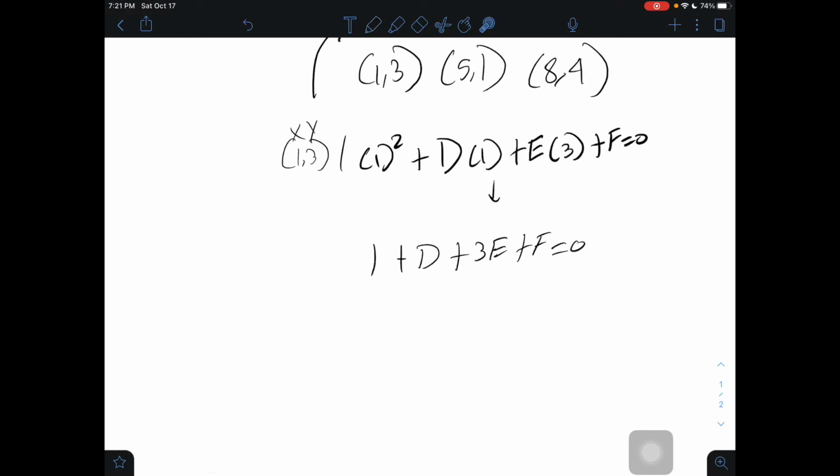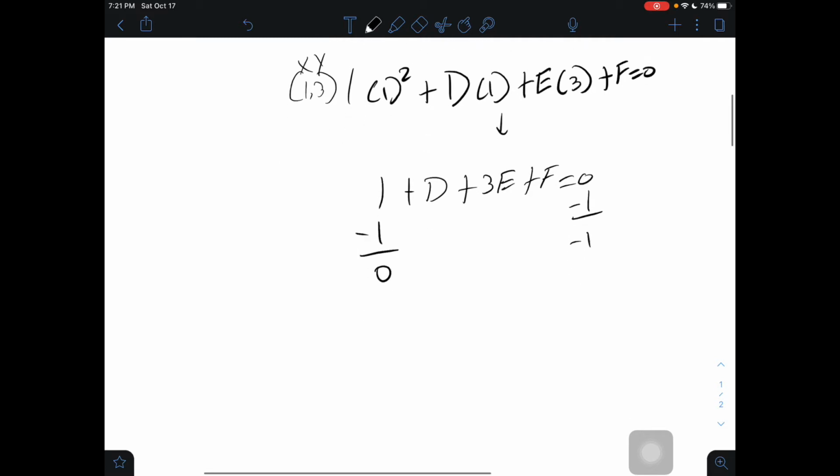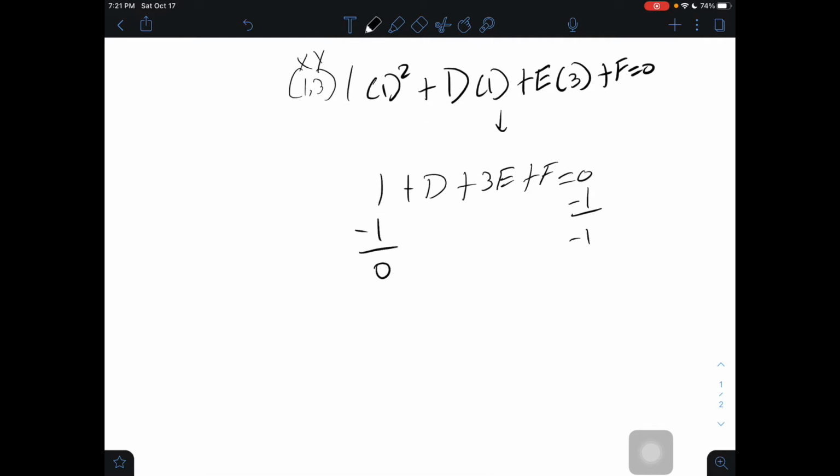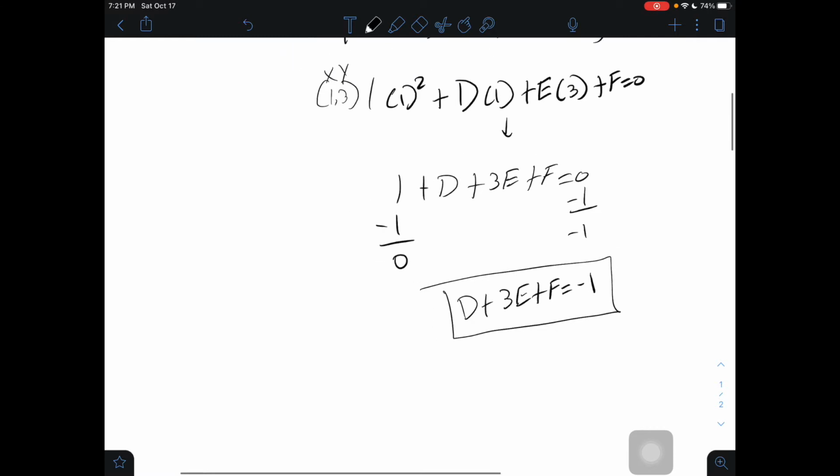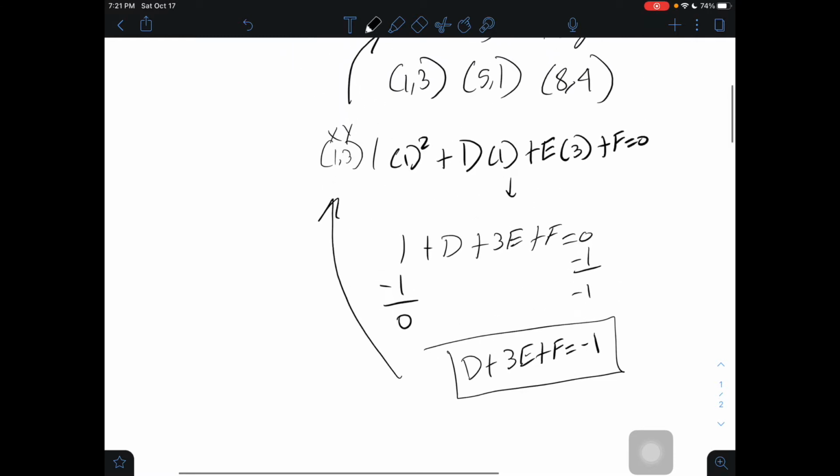Now we want to make this 1, which is our constant, go to our right side. We want to get rid of it on the left side. And what we do to our left side, we also have to do to our right side. So we're going to subtract it from our left side. So 1 minus 1 is 0. On our right side, we're going to subtract 1 again. So 0 minus 1 is negative 1. So now we have d plus 3e plus f equals negative 1. That's going to be our first equation for this coordinate point, 1, 3.